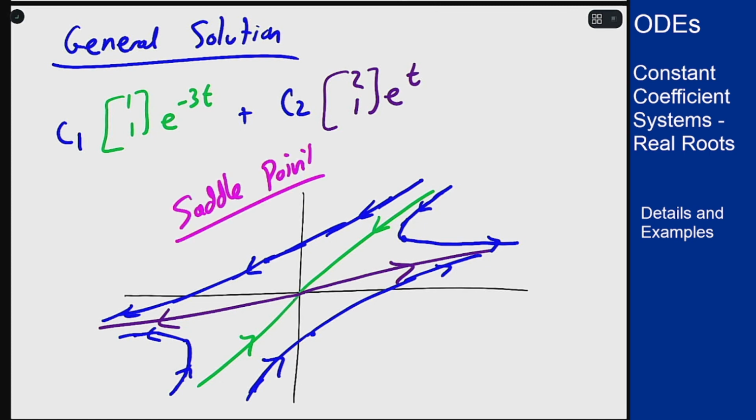Saddle points usually look pretty similar just because you always have 1 in, 1 out, and the solutions always curve sort of from one to the other, no matter how these branches are laid out. So there's a couple examples of finding general solutions and using them to help draw phase portraits for these constant coefficient systems where you have real and distinct eigenvalues.